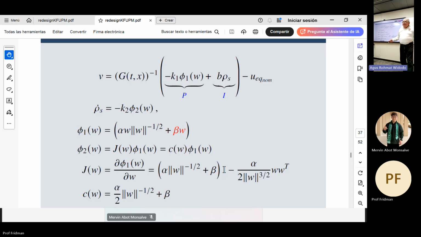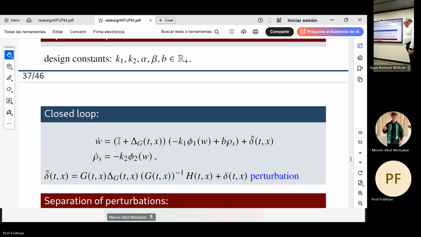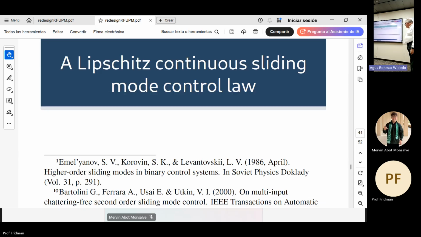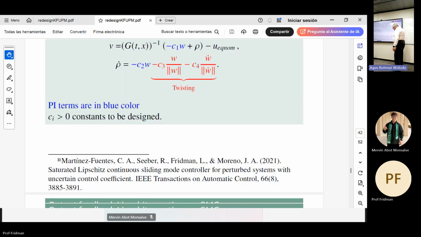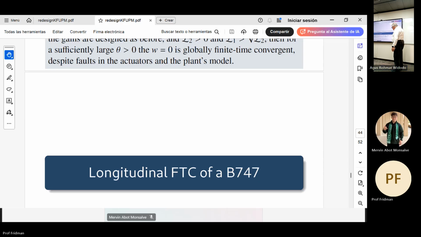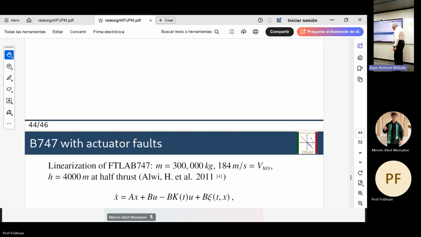It is generalized for the multidimensional case and so on. But what is important here is that we were able to make a redesign for both, for Lipschitz and for continuous. So I think that my time is near to being finished. That is why let's go to my final slide.